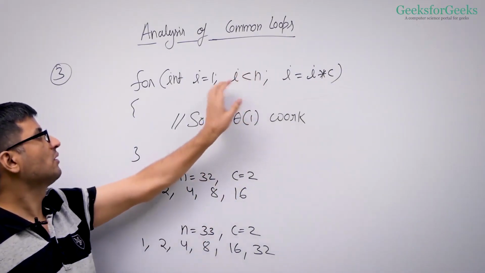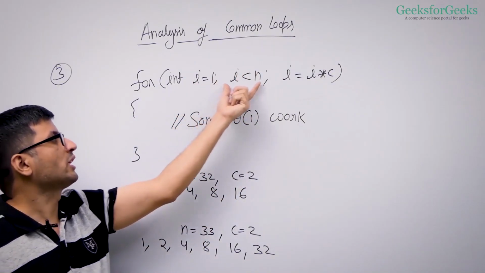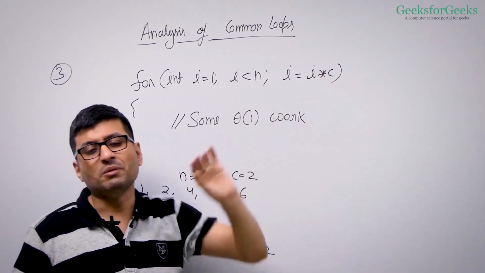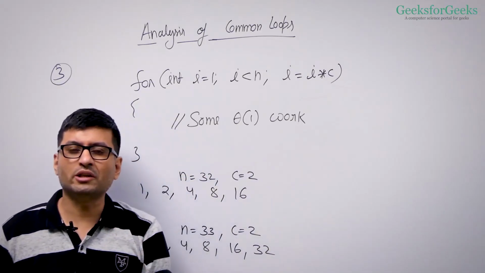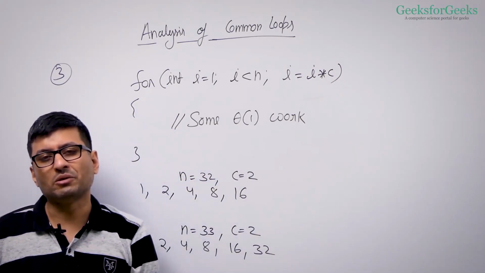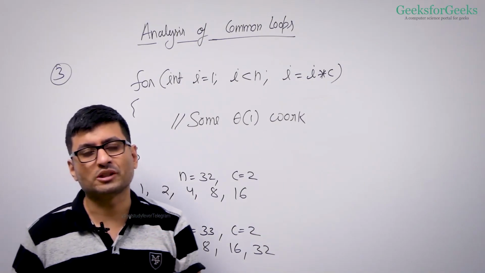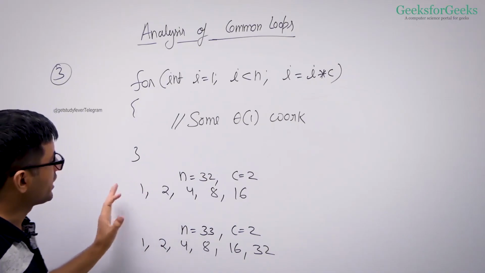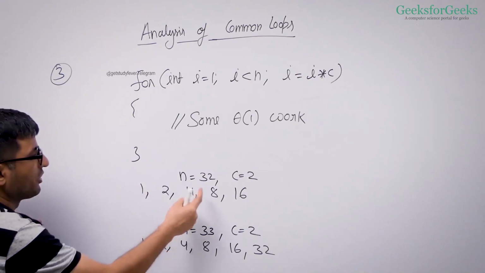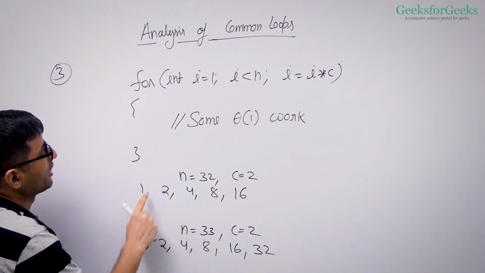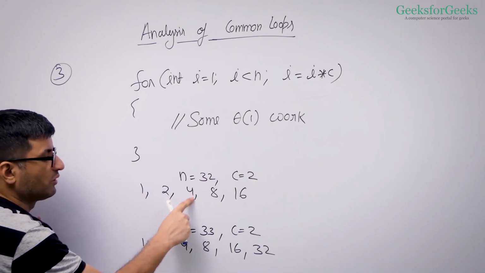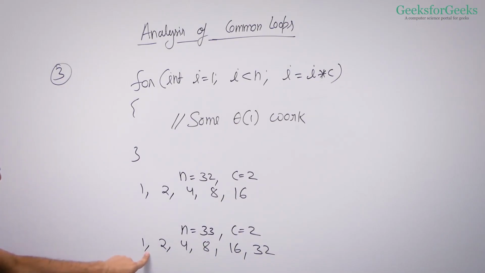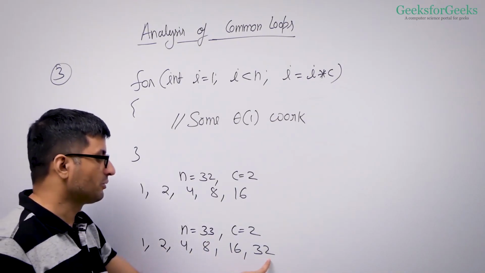Here we are running a similar loop, i equal to 1, i smaller than n, but instead of addition, we are doing multiplication. And please remember, c is a constant, not a user input. So we need to find the order of growth in terms of input size n. n is a user input. So how do we find the order of growth? Let's take a look at these examples. When n is 32, how many times does this run? It runs for i equal to 1, 2, 4, 8, 16, and stops. When n is 33, it runs for 1, 2, 4, 8, 16, and then 32, and then stops.